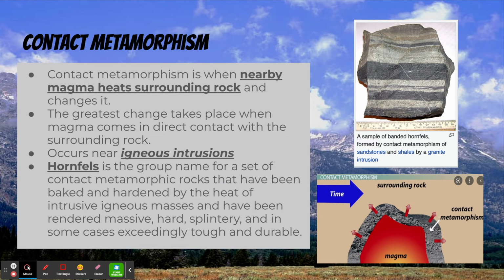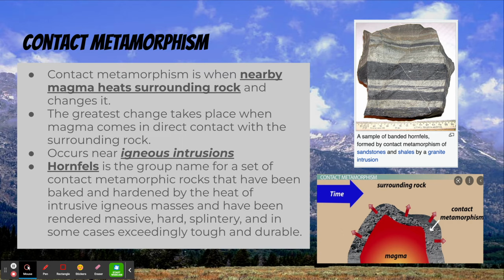All right, so there's two different types of metamorphism. The first one is contact. Contact metamorphism is when nearby magma heats surrounding rock and changes it. So you can see in the diagram on the right at the bottom, you've got a magma chamber, and the magma is heating up the rock surrounding it. It's causing the surrounding rock to indirectly warm up and be subjected to heat and pressure.